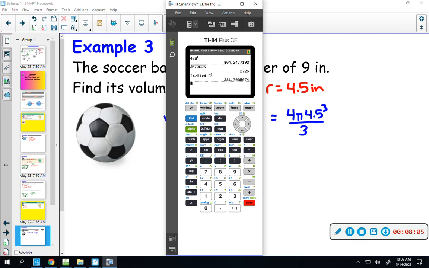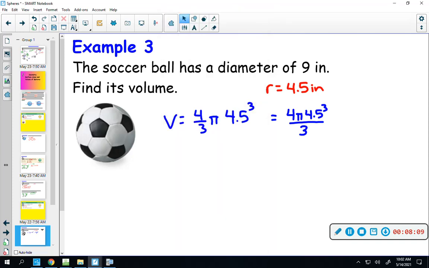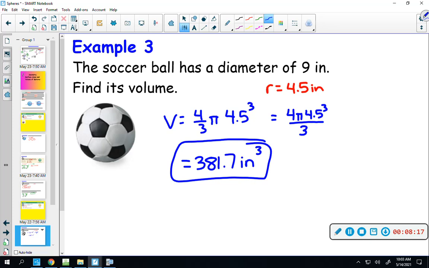It doesn't tell us what to round to. I'm going to go to the tenth. Let's say 381.7. I'm going to put a label on it. Volume, remember, cubed. Inches cubed. Got it. All right, last problem of the day.